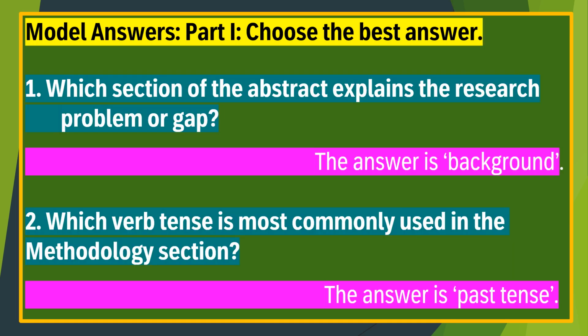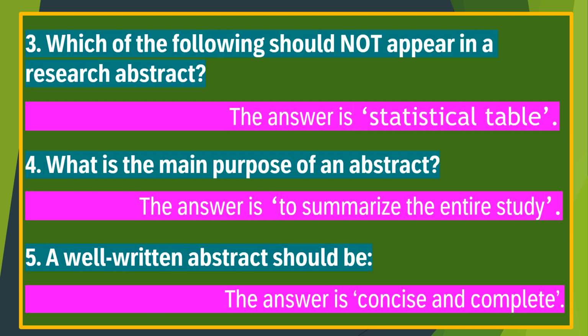Go. Model answers, Part 1, choose the best answer. 1. Which section of the abstract explains the research problem or gap? The answer is, background. 2. Which verb tense is most commonly used in the methodology section? The answer is, past tense. 3. Which of the following should not appear in a research abstract? The answer is, statistical table. 4. What is the main purpose of an abstract? The answer is, to summarize the entire study. 5. A well-written abstract should be. The answer is, concise and complete.